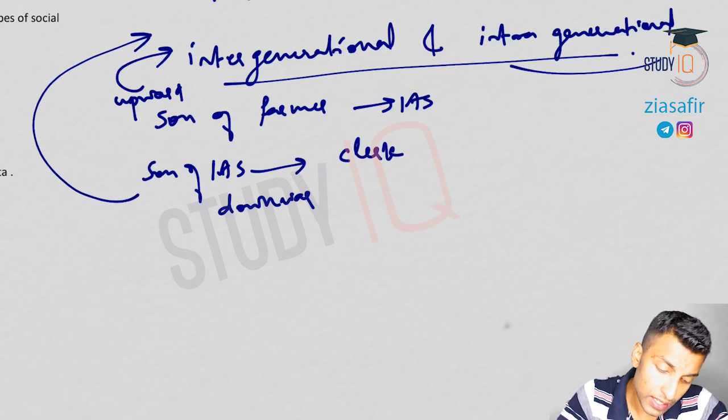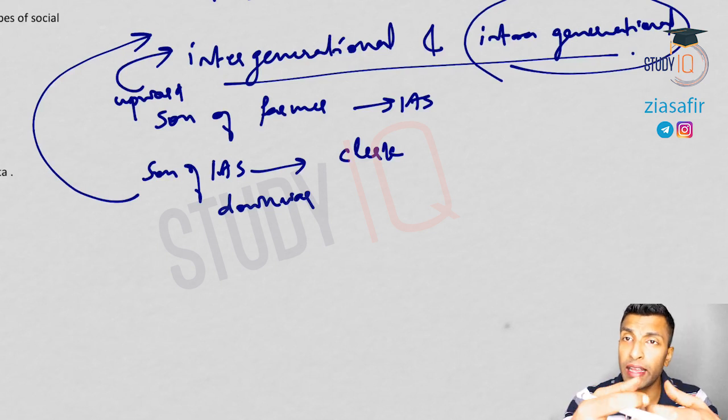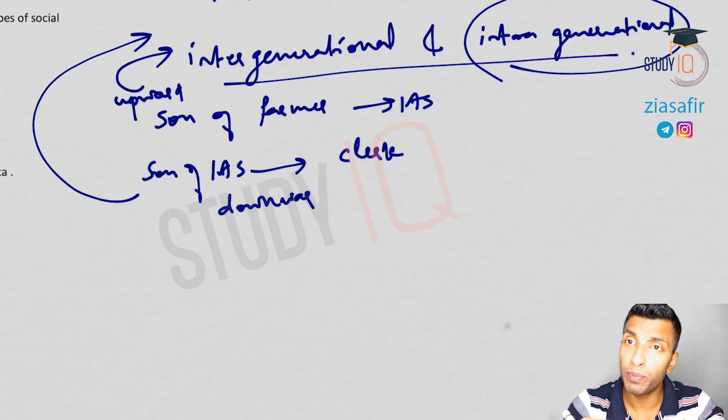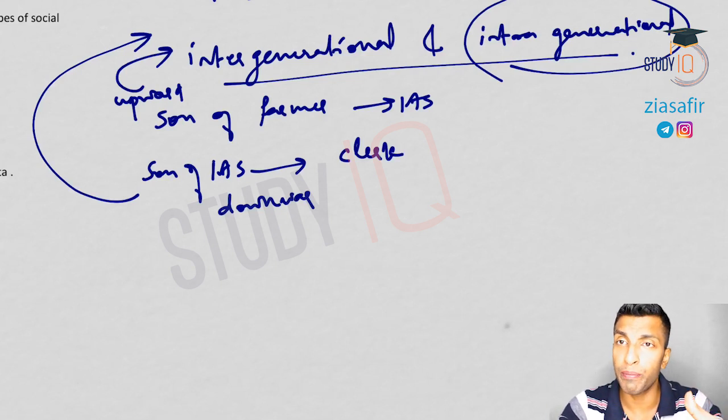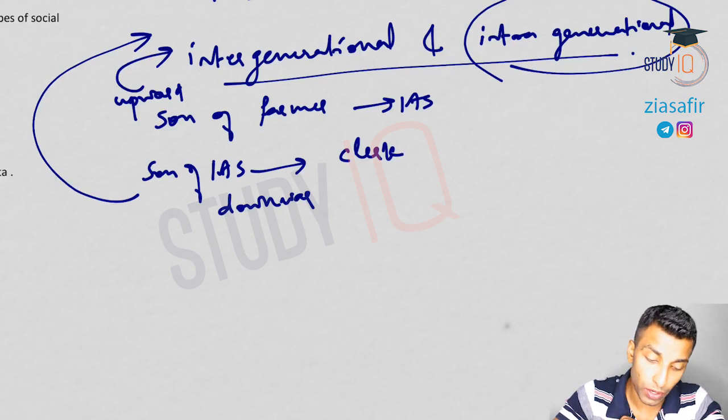Then what is intragenerational? This is a mobility experienced by a person in his own lifetime, within the same generation. For example, you are born poor, like a son of a farmer, and you become rich. You achieve certain things. You get a better education, and you get a better occupation. So you improve your status. From your perspective, that's intragenerational social mobility. Or for example, when we talk about land reform.